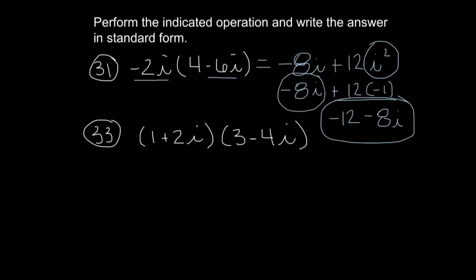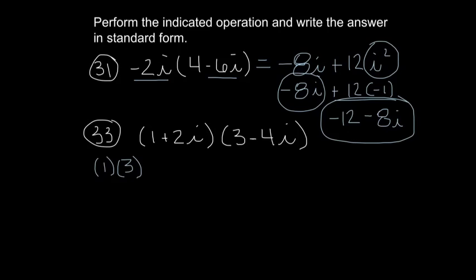Finally, I have two complex numbers that I'm multiplying. This is just that idea of repeated distribution. We just have to be very careful about keeping the signs straight. I'll take the 1 times the 3, and then the 1 times the negative 4i, followed by the 2i times the 3, and the 2i times negative 4i. Let's take this one a little bit slower and step by step just to keep everything straight. 1 times 3 comes first because I'm distributing that 1.